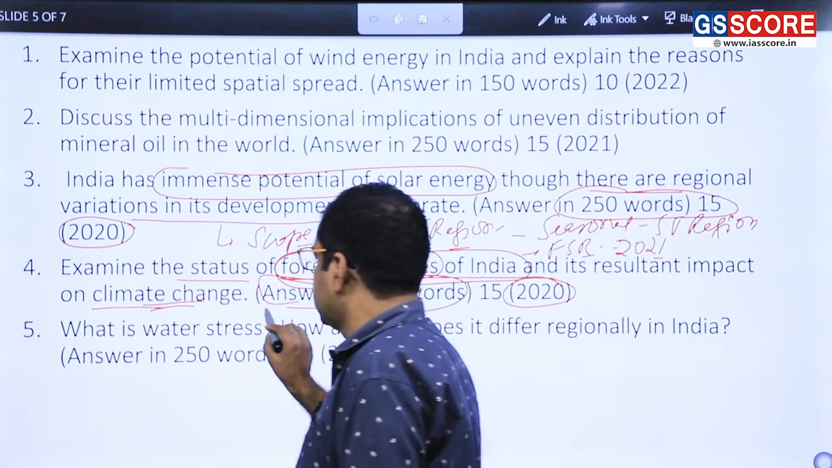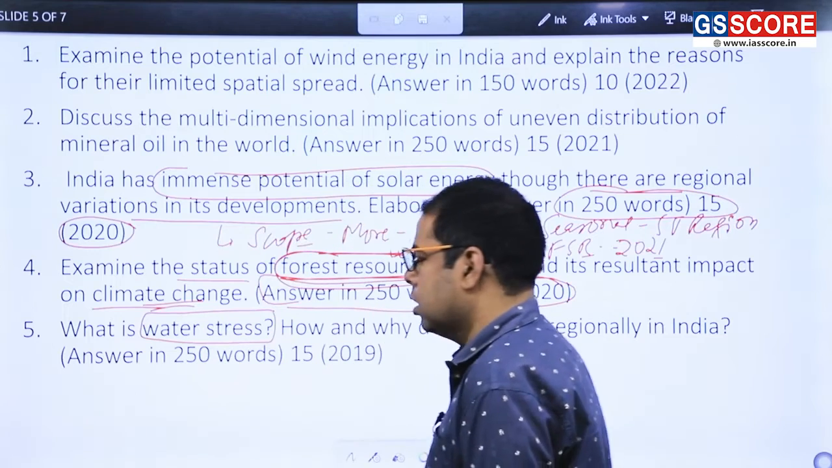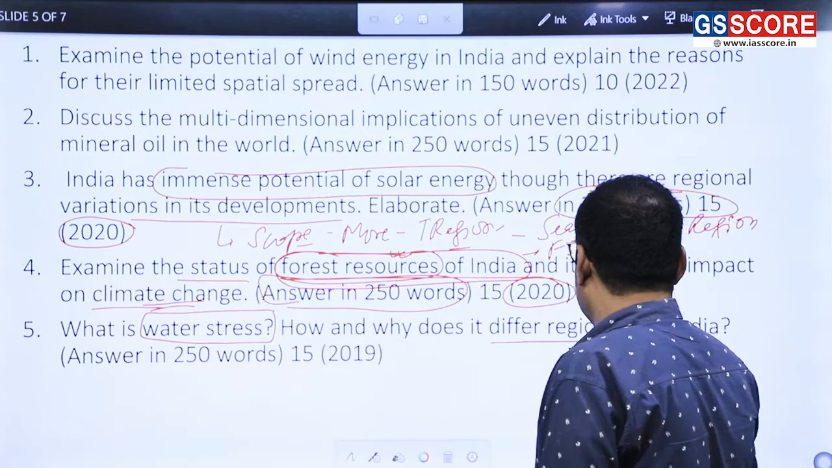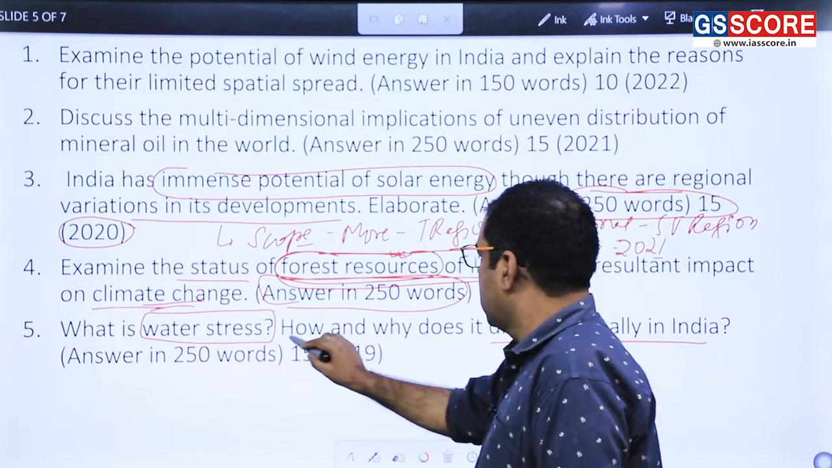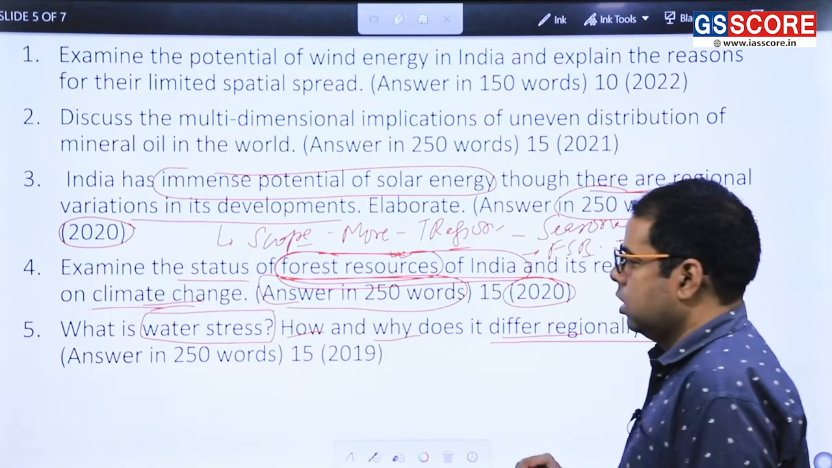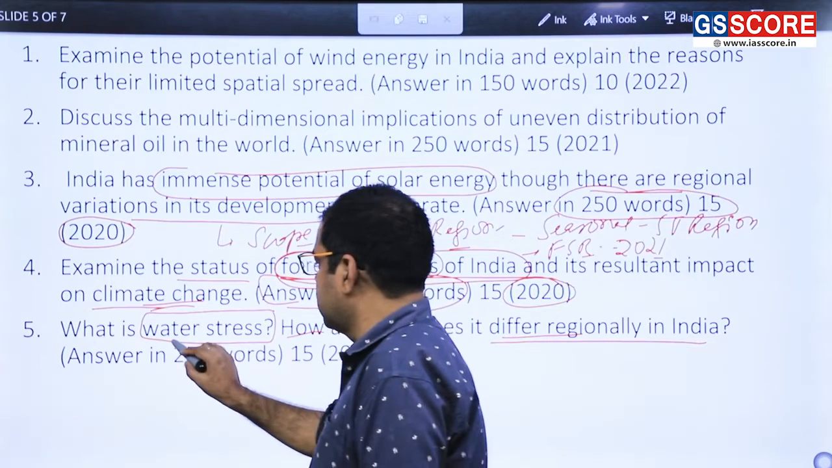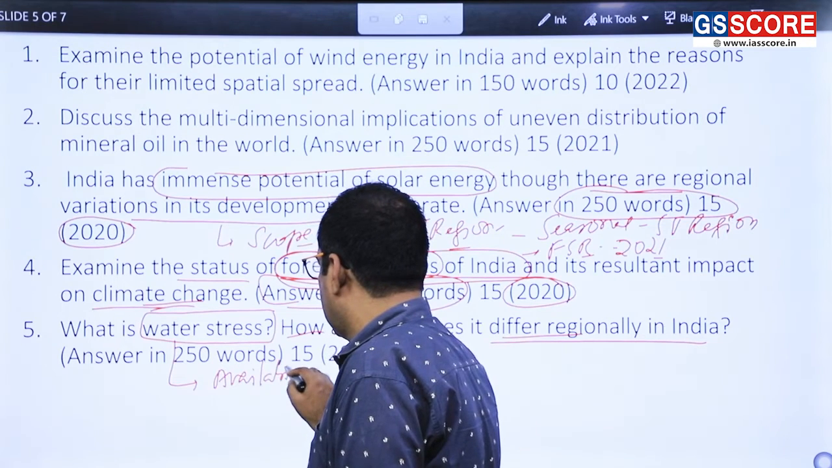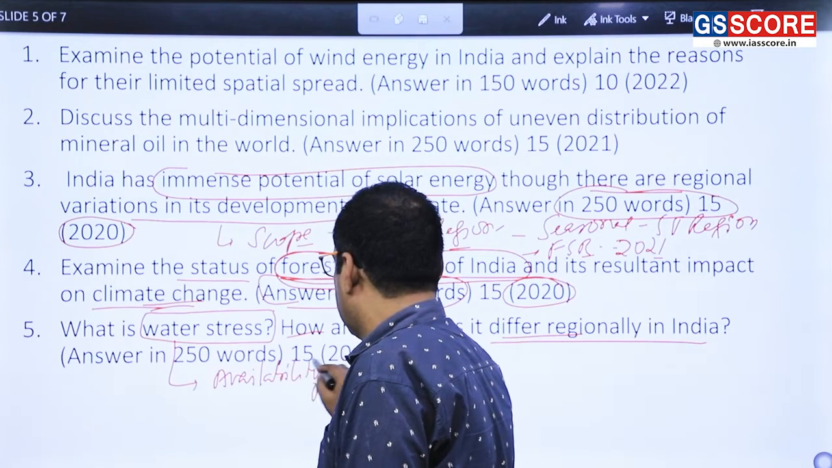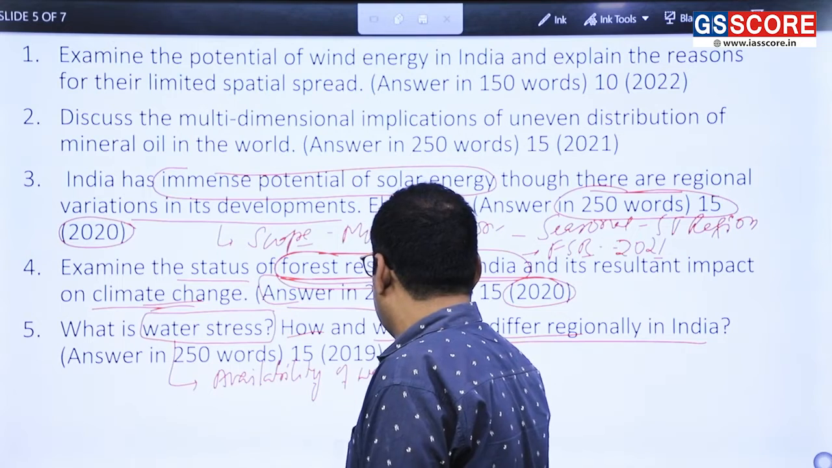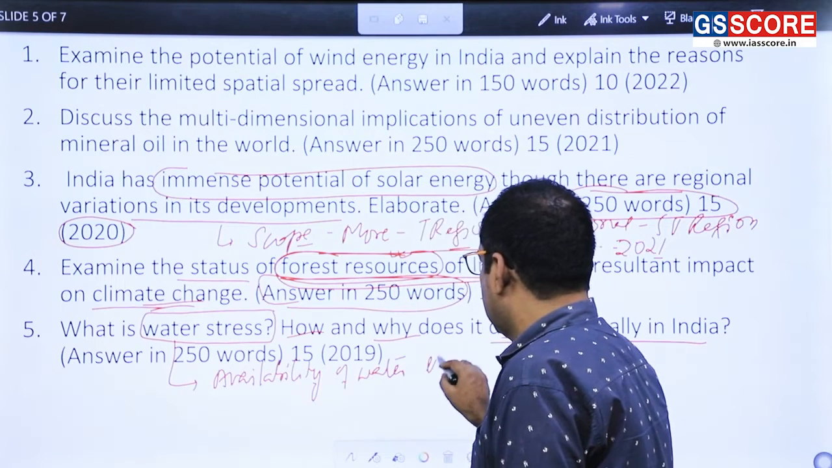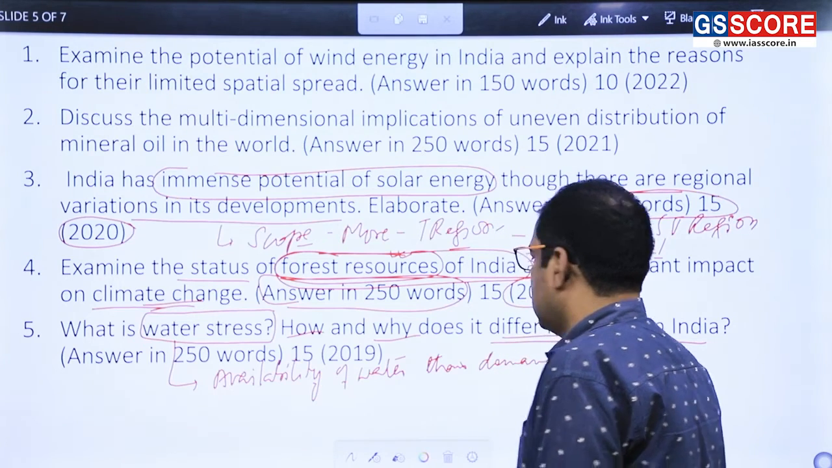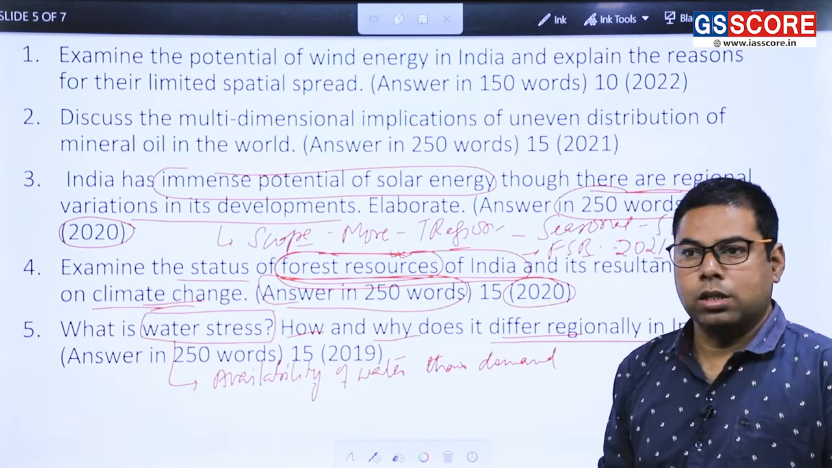Next is, what is water stress? See this again. Water stress: how and why does it differ regionally in India? How and why does it differ? So water stress means the availability of water is less than the demand, right? Availability of water is less than demand.